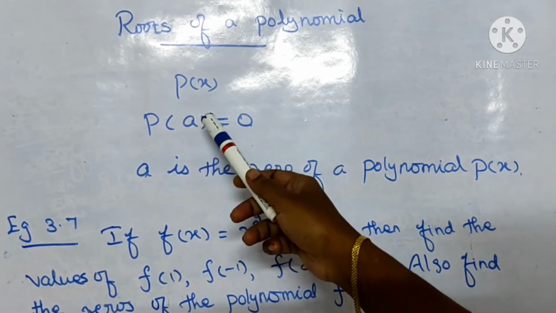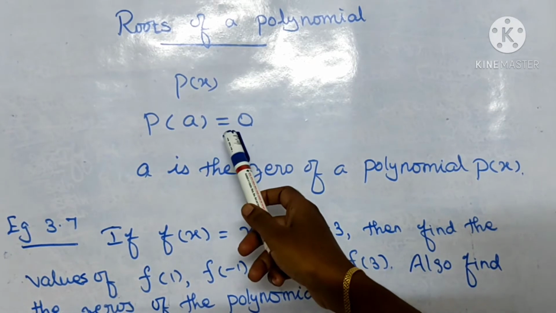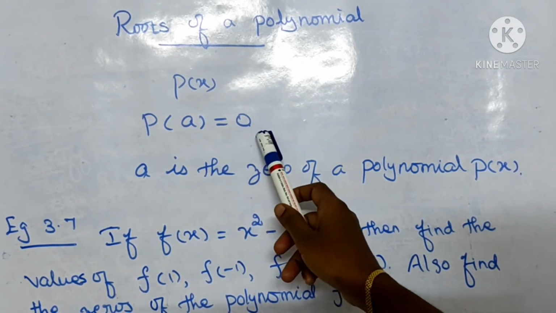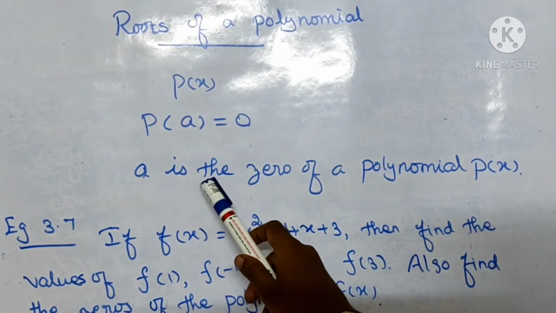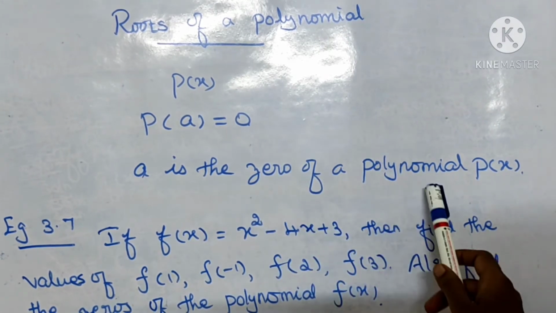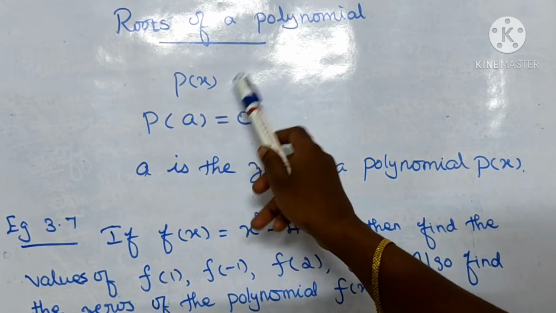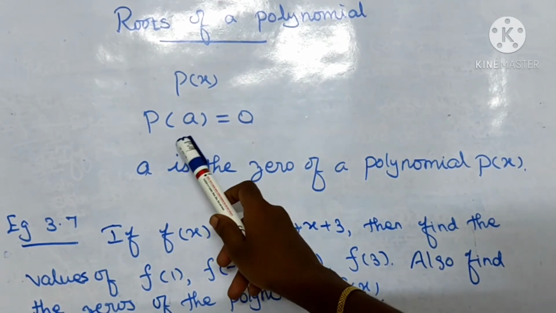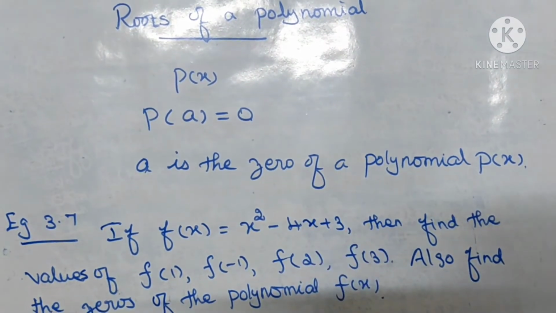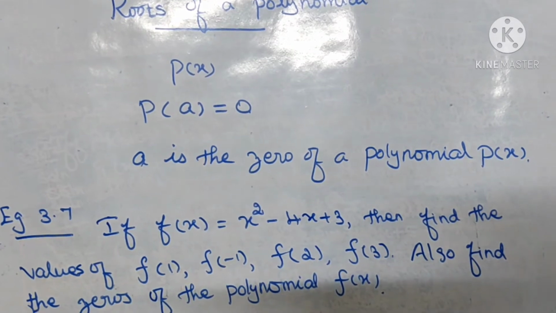If we substitute any of the numbers in the polynomial, we get the polynomial value equal to 0. That number is the zero of the polynomial p of x. In general, if p of x is a polynomial and we get p of a equal to 0, then a is the zero of the polynomial p of x.